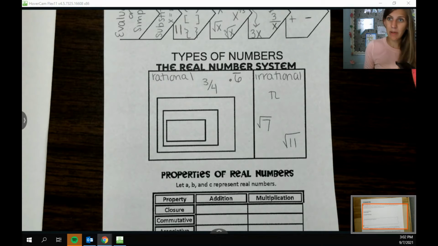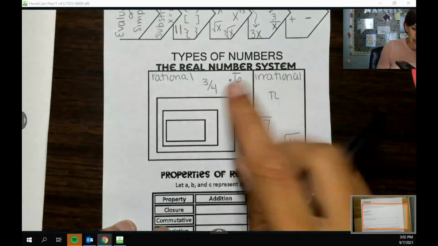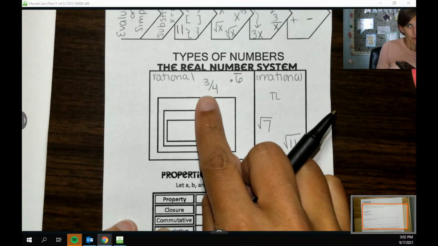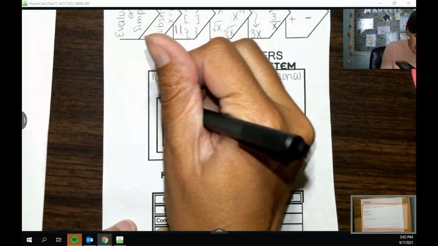Now the next type of number that we get that excludes some of these weirder numbers like decimals and fractions are integers.